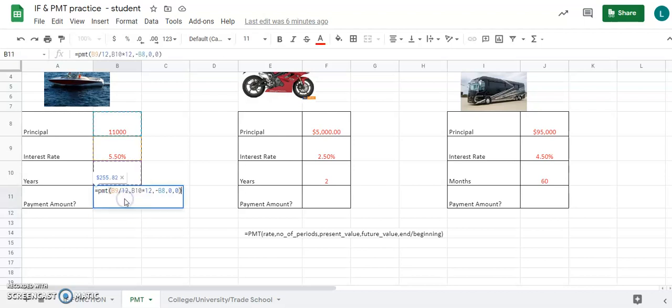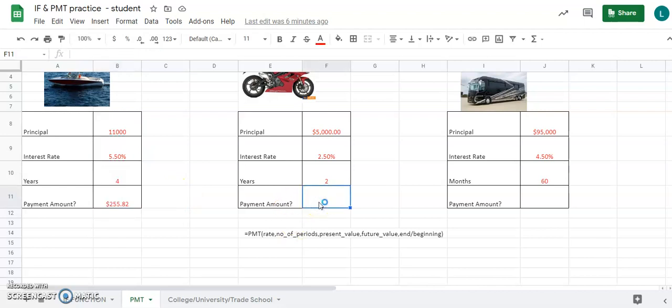The other thing I do want to tell you is this. There's really no need to put two zeros here at the end because by default, if you don't include a future value or an end or beginning, a 0 or a 1, it automatically defaults to 0. So we can save ourselves these last two steps in the next one.